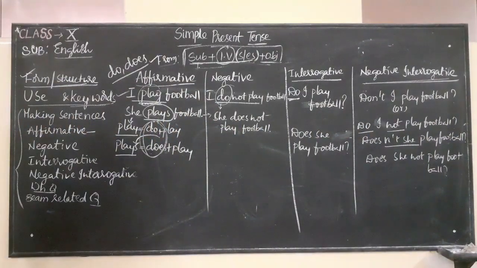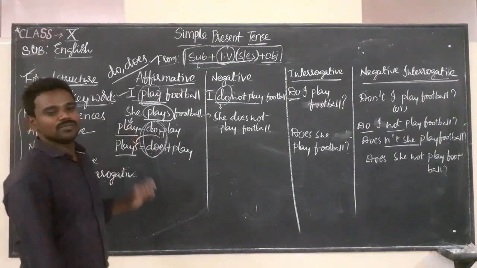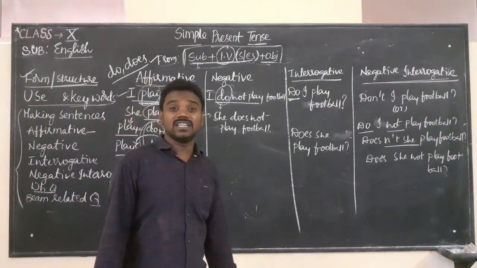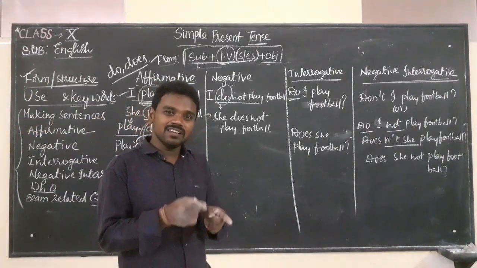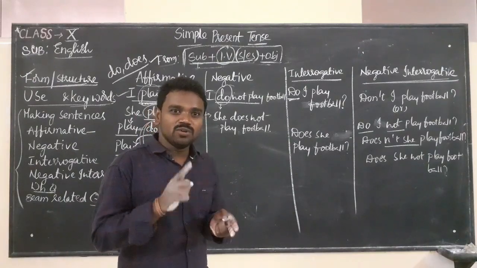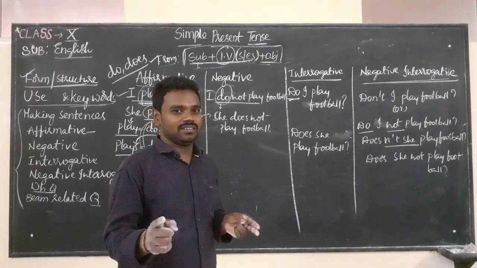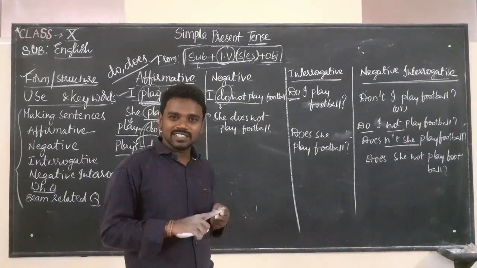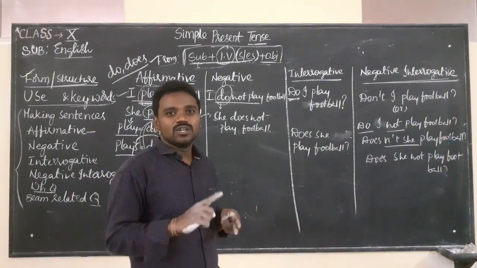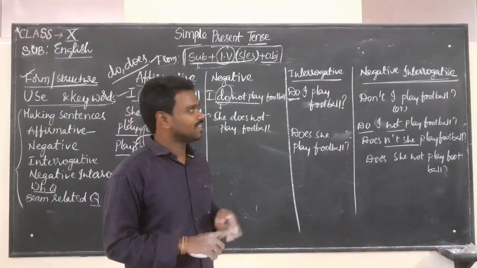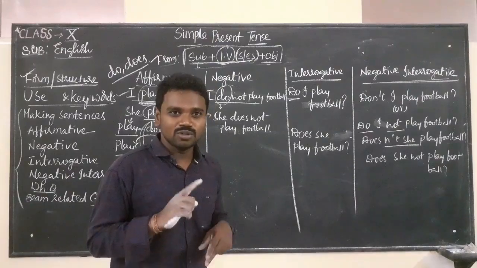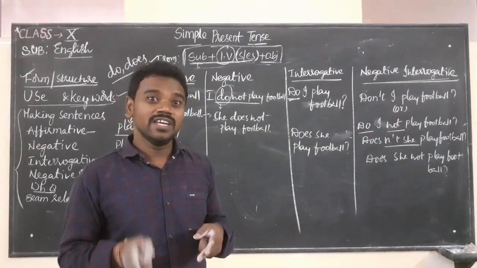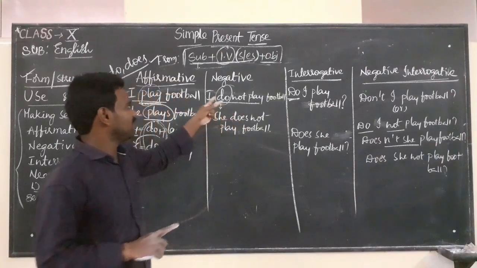Okay, for example, they sing well. I gave you one sentence. They sing well, an affirmative sentence. What is the negative sentence of they sing well? Sing means do plus sing, right? They do not sing well. What is the interrogative? Do they sing well? Negative interrogative: don't they sing well? Do they not sing well? In the same way we can write.